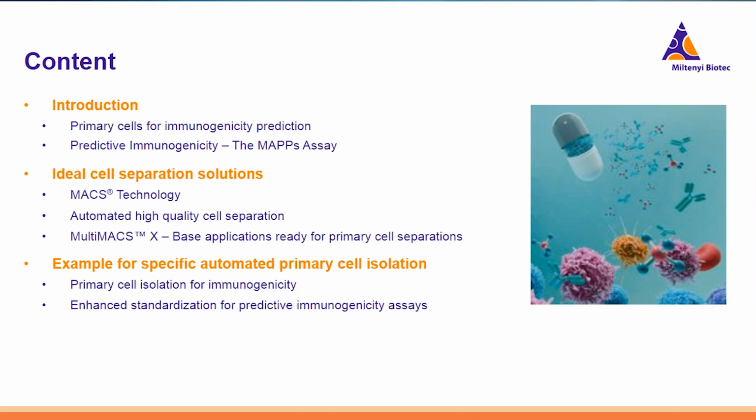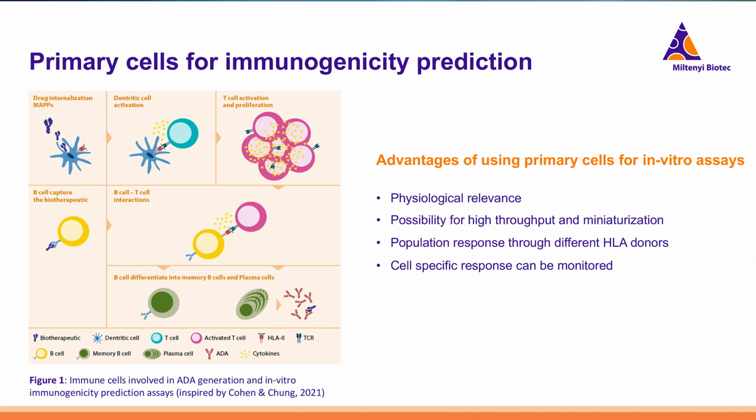You heard from a previous speaker already the importance of immunogenicity prediction. I would like to highlight here the importance of primary cells, either patient-derived or healthy donor, to use them for in vitro assays for predictive immunogenicity studies. As you all know, both innate and adaptive immune cells play an important role in anti-drug antibody generation, and therefore assays using a primary cell source can display a physiological relevance.